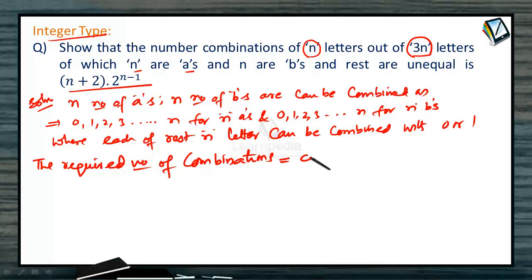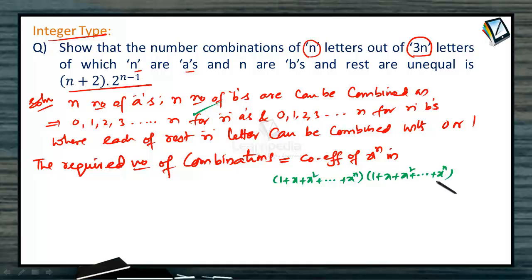Therefore, the required number of combinations would be equal to the coefficient of x^n in the expansion of (1 + x + x^2 + ... + x^n) for this, and another (1 + x + x^2 + ... + x^n) for this, into (1 + x) multiplied here n number of times. So that is equal to the coefficient of x^n in these expansions.